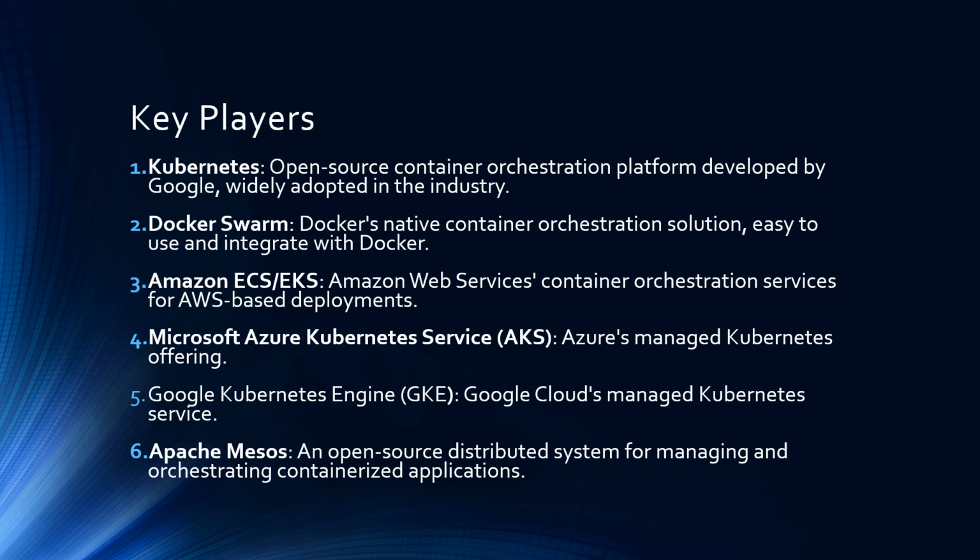Amazon ECS, Elastic Container Service, and EKS, Elastic Kubernetes Service, cater to AWS users. ECS is Amazon's proprietary orchestration service, deeply integrated with other AWS services. EKS, on the other hand, is Amazon's managed Kubernetes service. Both options are well suited for organizations heavily invested in the AWS ecosystem.